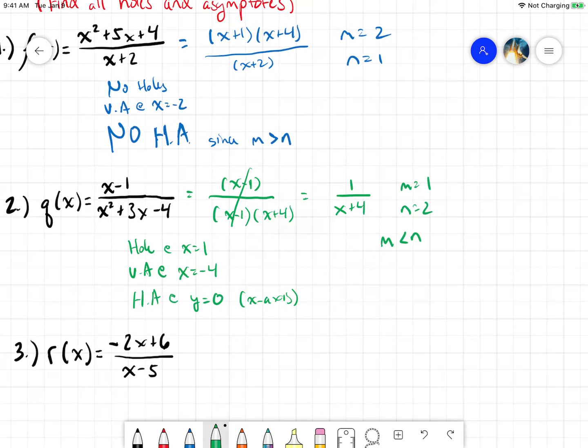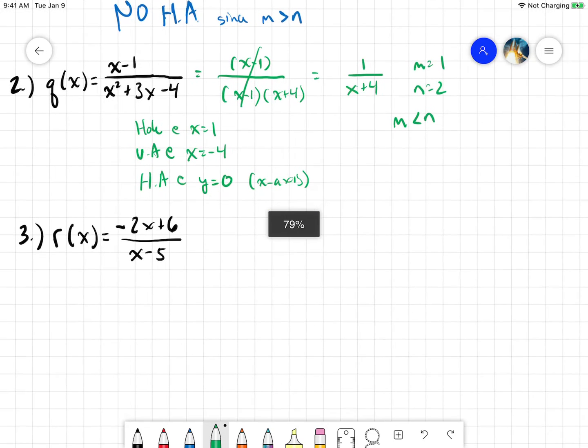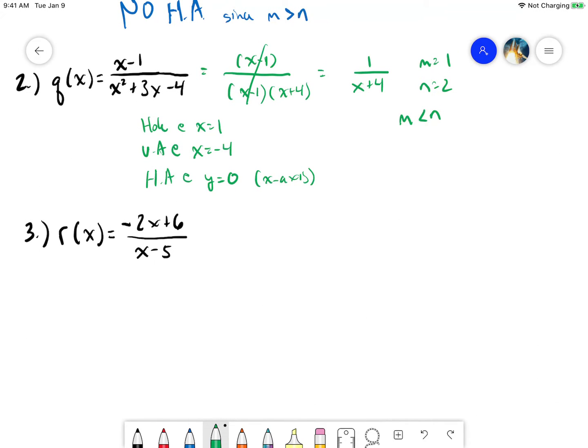Now, for number 3, and we'll check these on Desmos in just a minute. On number 3, we have -2x plus 6 over x minus 5, and we can go ahead and simplify this out. We've actually got -2 times x minus 3 all over x minus 5. Now, again, we couldn't remove anything, so there's no holes.